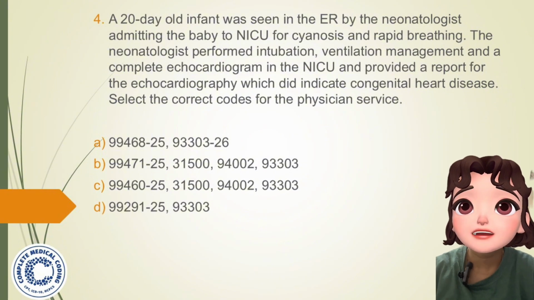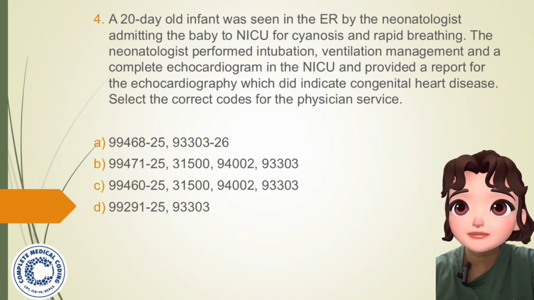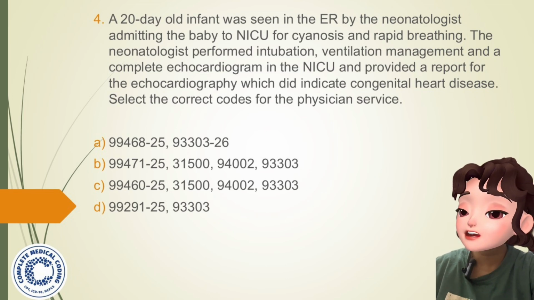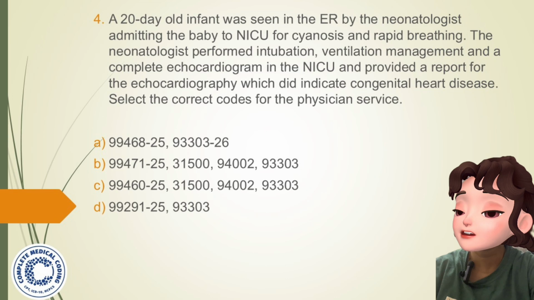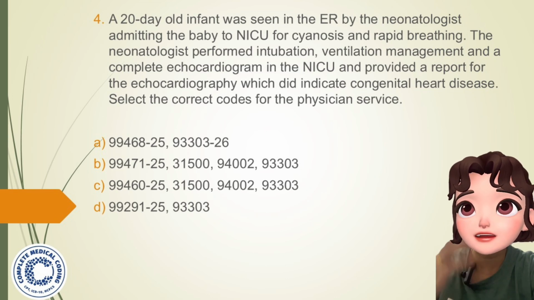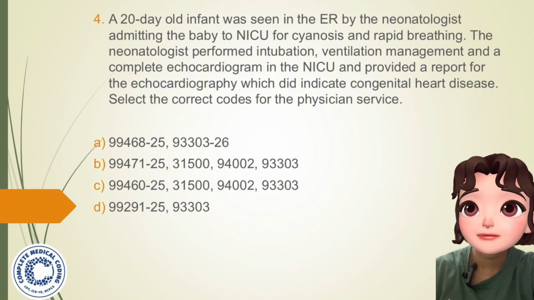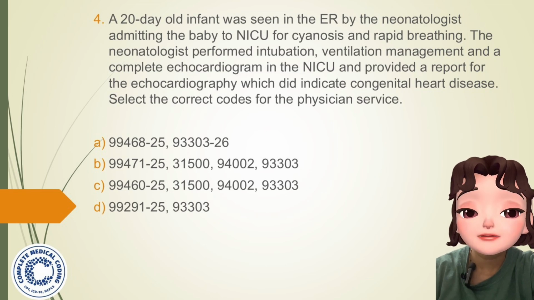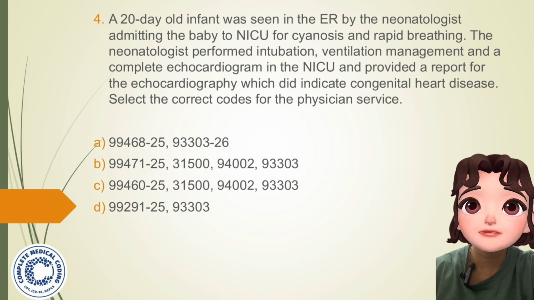And what is 93303? It's the echocardiography. The exact description is transthoracic echocardiography for congenital cardiac anomalies, complete. Yes, this represents that after the echocardiography, the physician identified it as congenital heart disease. So 93303 is the CPT code, along with modifier 26.